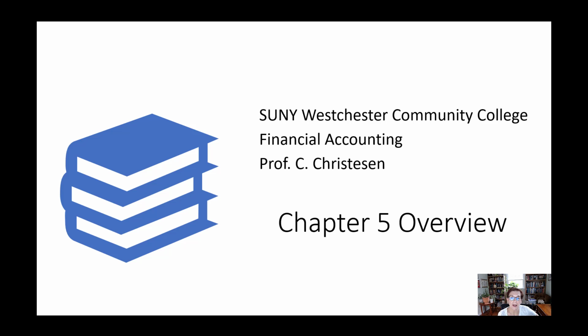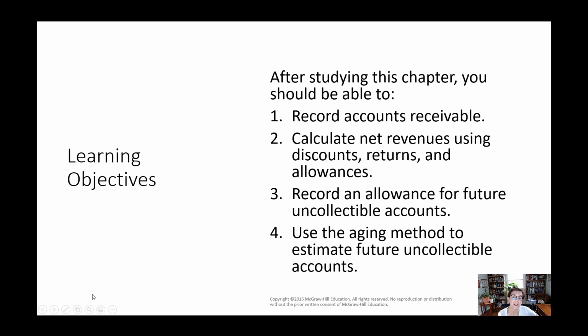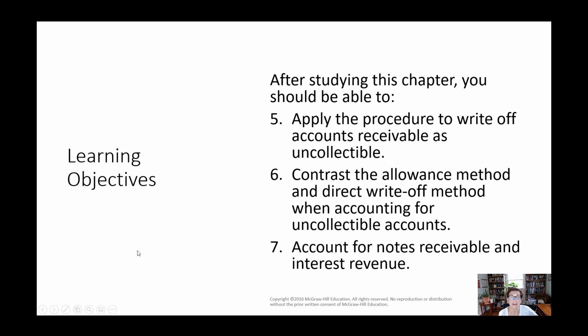So in Chapter 5, we are going to take a look at really three different things, all having to do with accounts receivable and sales. So the first thing we're going to do is take a look at sales returns, allowances, and discounts. And then we're going to look at accounts receivable in detail, including what happens when your customers don't pay you. Finally, we're going to take a look at notes receivable and the interest revenue that goes along with them.